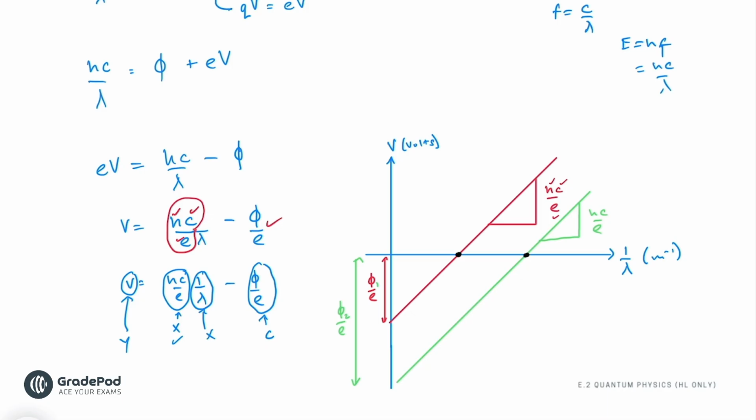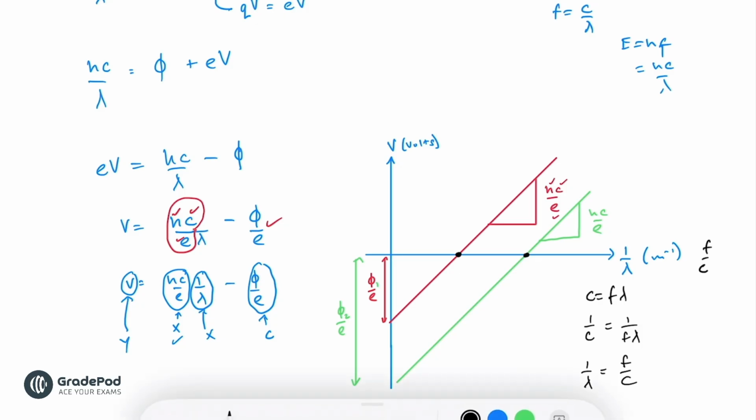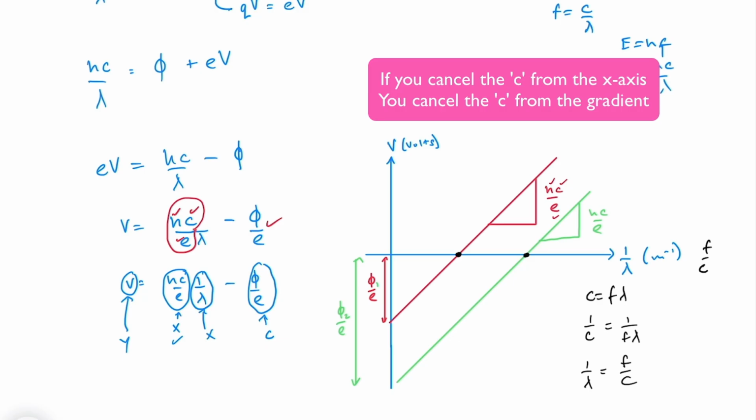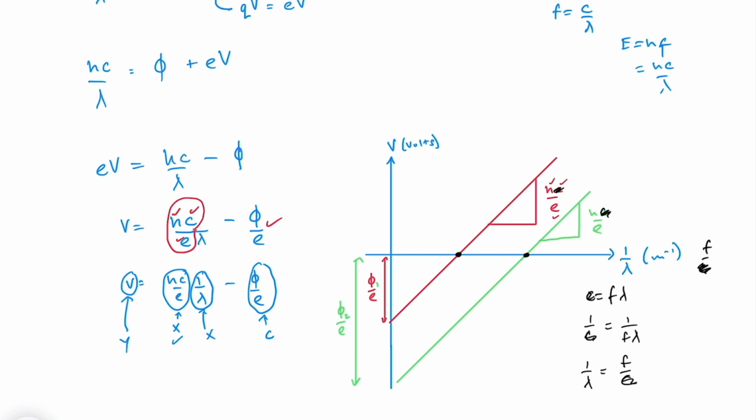Instead of having 1 over lambda on this x-axis, you could have c equals f lambda. So 1 over c equals 1 over f lambda, so 1 over lambda equals f over c. So you could have f over c on this x-axis. You might find also that the graph is shown without the c's because it's a constant. You might find that the c is out, but that's all right. You can deal with that. And in which case, this becomes your threshold frequency.